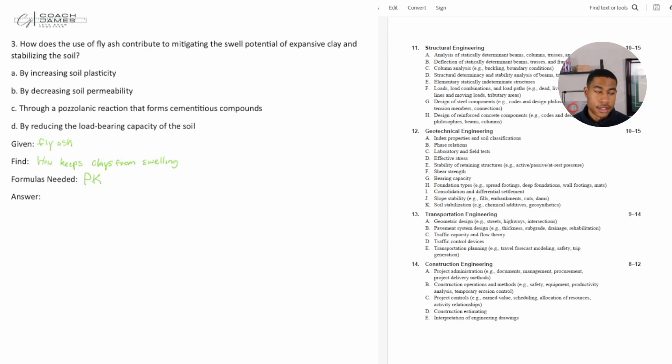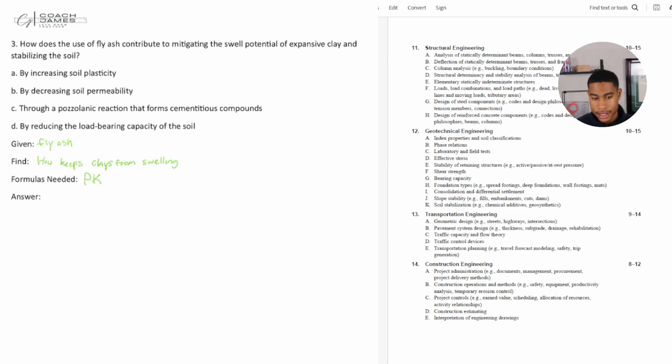So a few things to note about fly ash. Fly ash contains pozzolanic materials that react with calcium hydroxide in expansive clays. So this forms a cementitious compound, right? So this reaction contributes to improved soil strength and reduces its susceptibility to swelling and shrinkage. So you don't want it to get big, don't want it to get small, right? All right. So that's the reaction that it creates with clay, right?